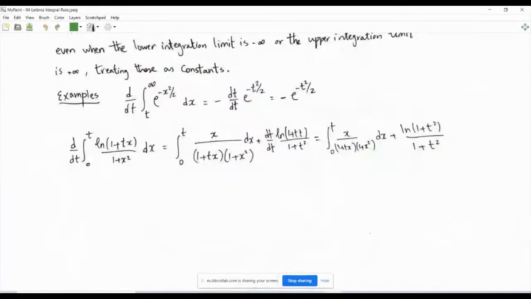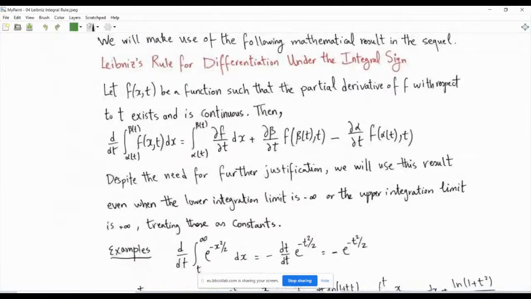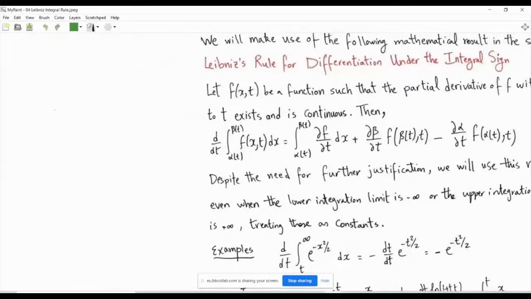Okay, then for later uses, we want to learn the Leibniz rule for differentiation under the integral sign. So what if you have a function like this, f of x comma t, and you integrate this function with respect to x from a lower bound that depends on t and an upper bound that also depends on t, and our interest is the derivative of this with respect to t. Okay, so t is in the integrand, the function that you are integrating. t is in the lower limit of integration. t is in the upper limit of integration.